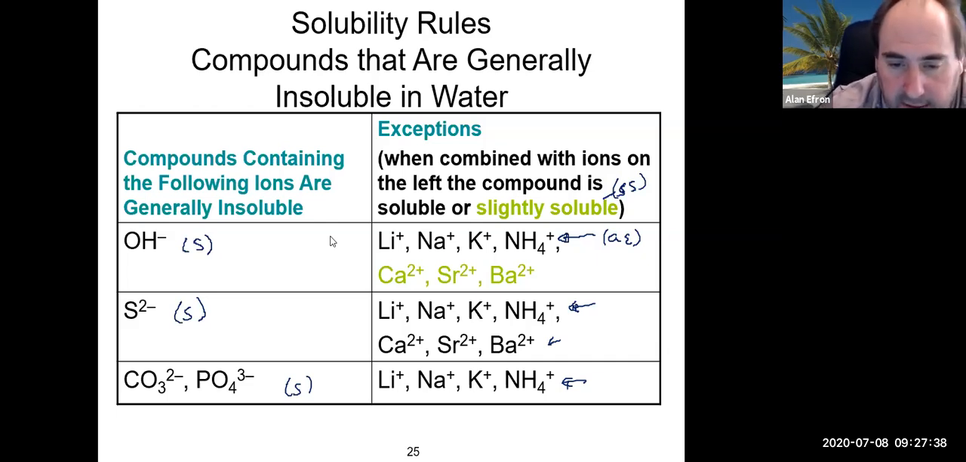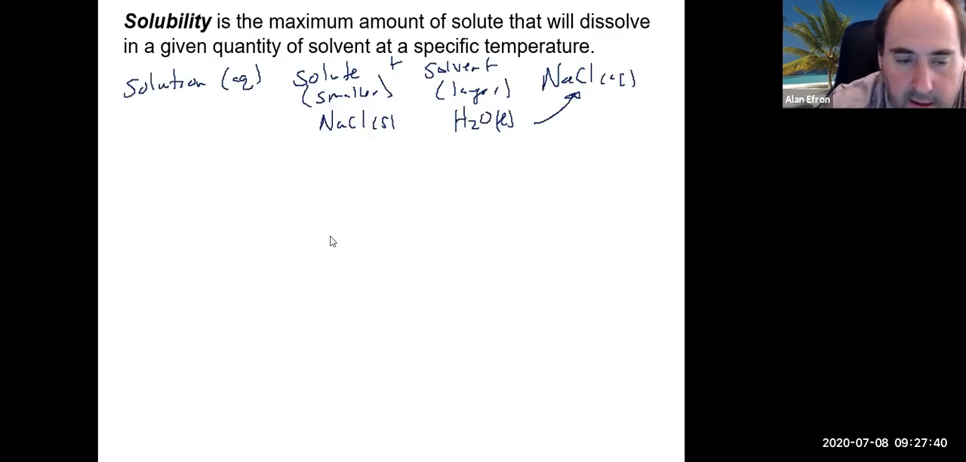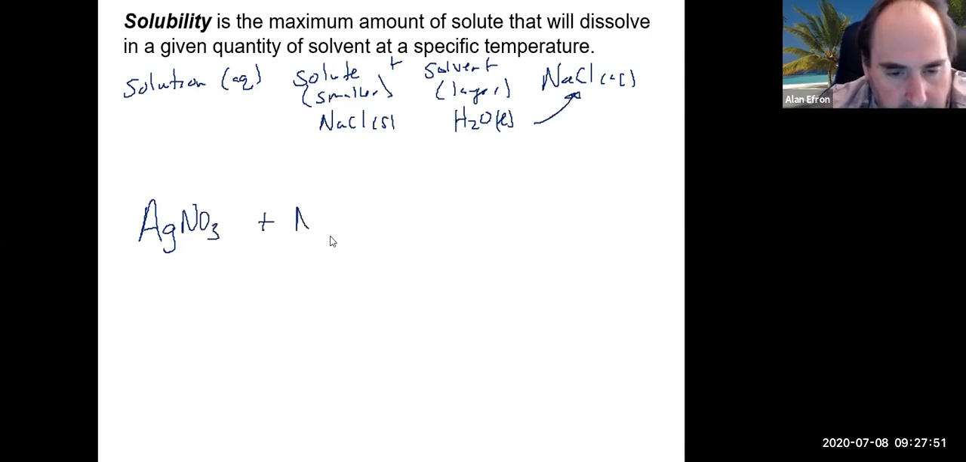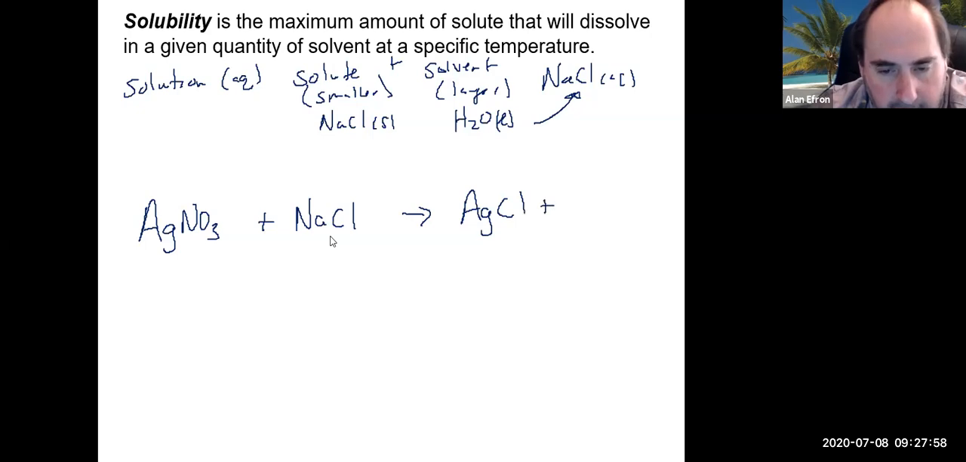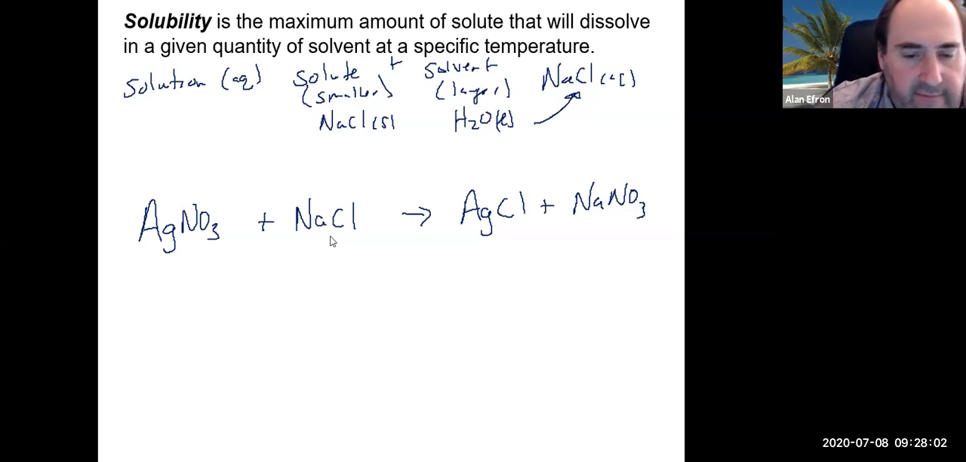So if we go back to our original equation, just to finish up on this idea of what we were talking about. All right, so if we write these formulas and we want to know, are these going to be solids or are they not going to be solids? Again, we could use our solubility rules to help us decide.